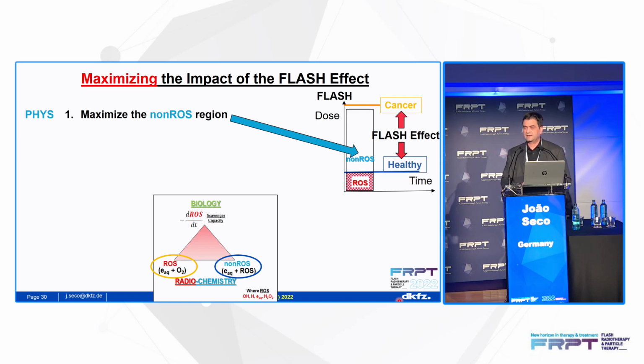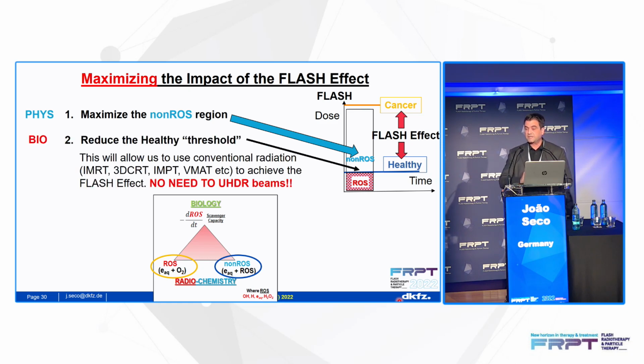I was speaking to Alejandro and others. We want to really maximize this. Now, one way we can do it as a physicist is maximize this non-ROS. We really want to increase this dose rate, get as close to the cancer as possible, but without saturating the cancer response. So that will be, in my opinion, the easiest way from a physics perspective.